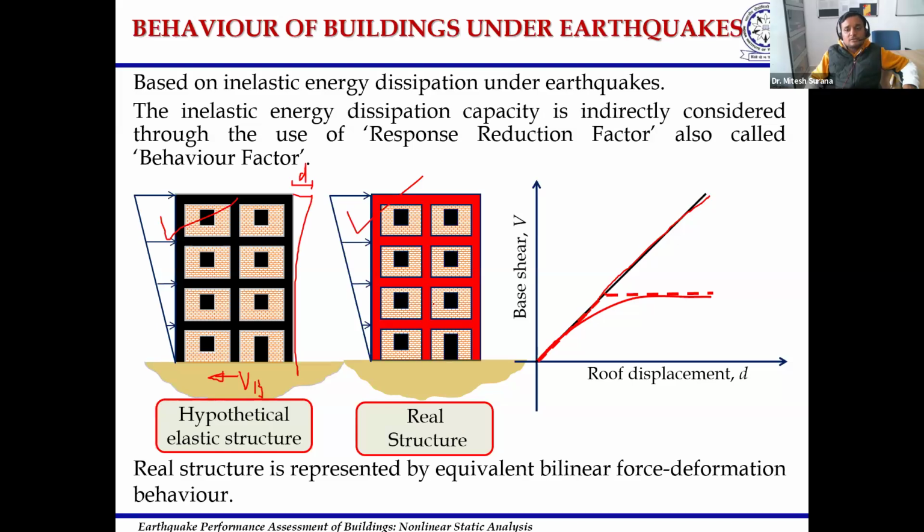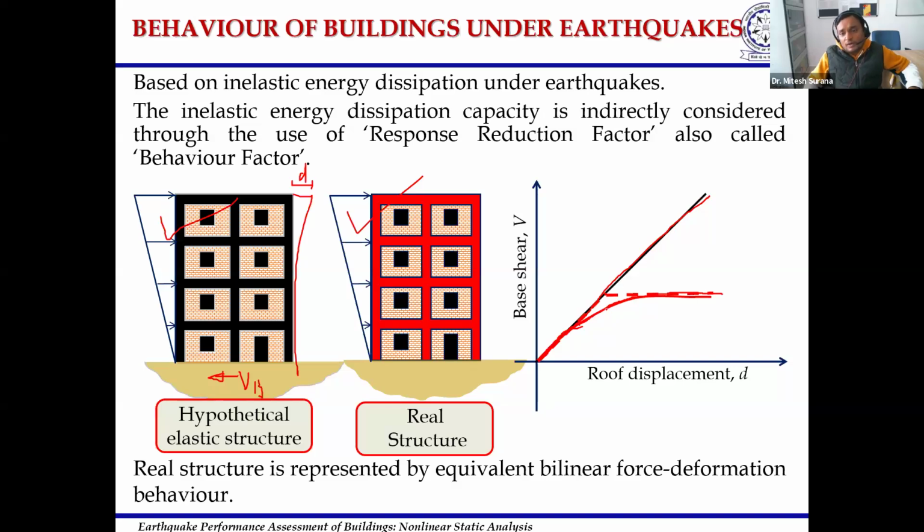Now if I see the force displacement relationship for the real structure, which has identical stiffness to that of the hypothetical elastic structure, the initial stiffness will match. After a certain force, this structure will experience yielding, and its force displacement curve will become something like this. So this is the force displacement curve of a real structure, and the black straight line shows the force displacement curve of the elastic structure. It is easier to understand the behavior of an elastic structure as compared to the behavior of the inelastic structure, which is the real structure.